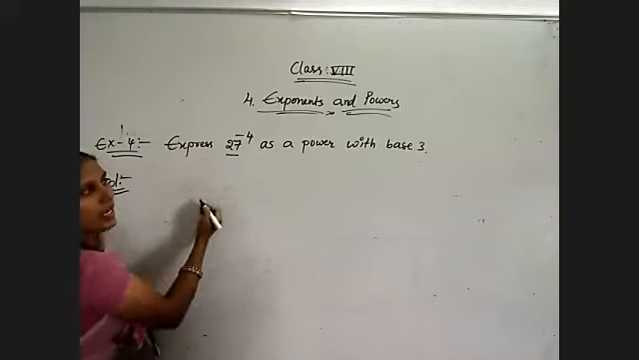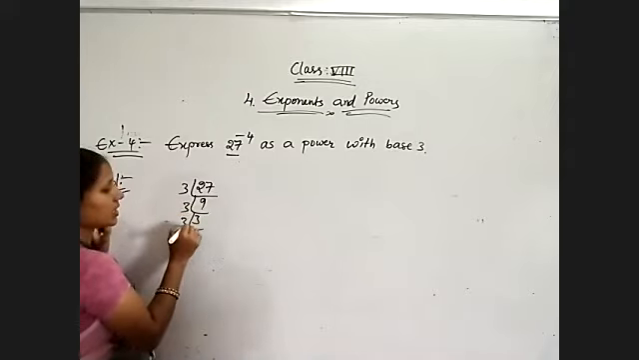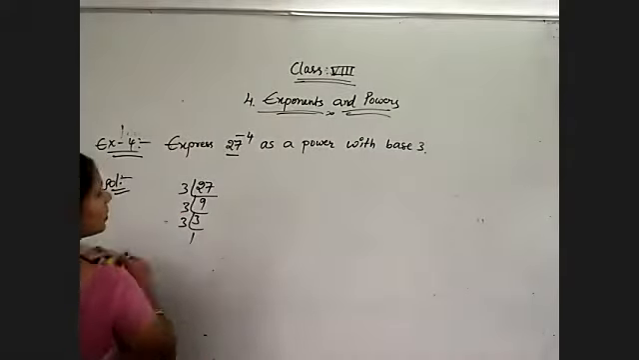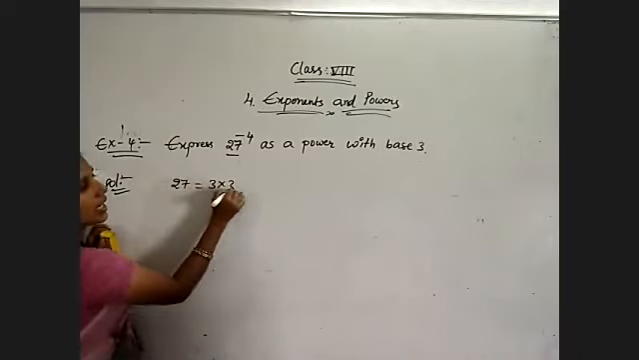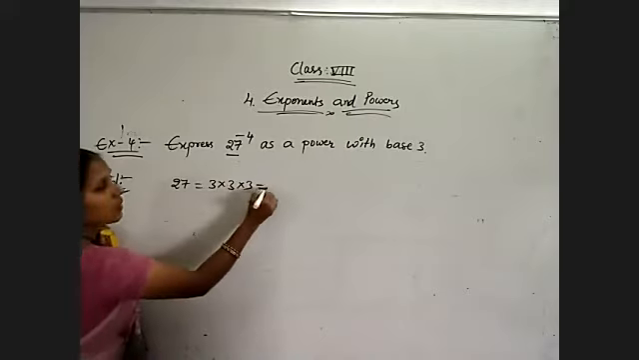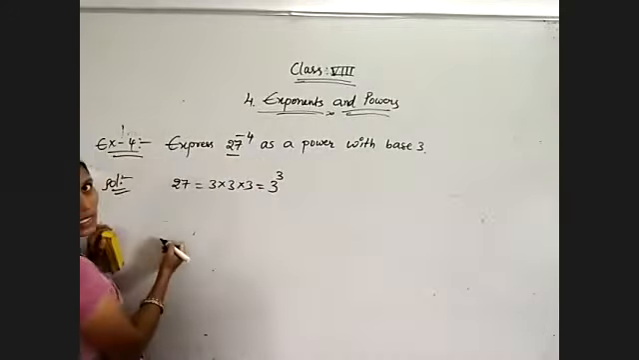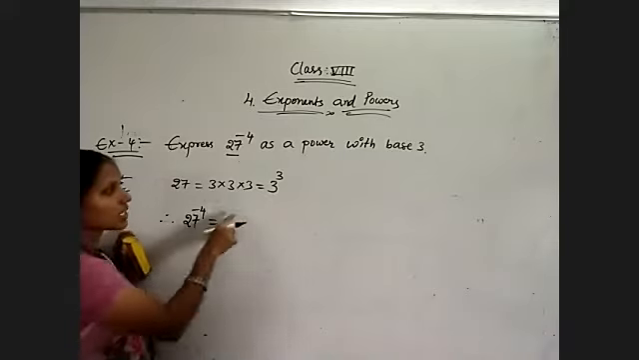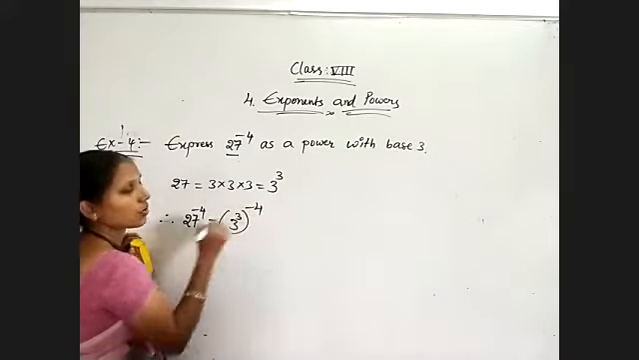First of all, observe its base. We need to change the base only. 27. Do the prime factorization. What we will get? 3 9s are 27: 3 3s are 9, 9 3s are 27. That is equal to, in exponential form, 3 cube. Therefore, 27 to the power of minus 4 is equal to, in place of 27, place 3 cube, whole to the power of minus 4.